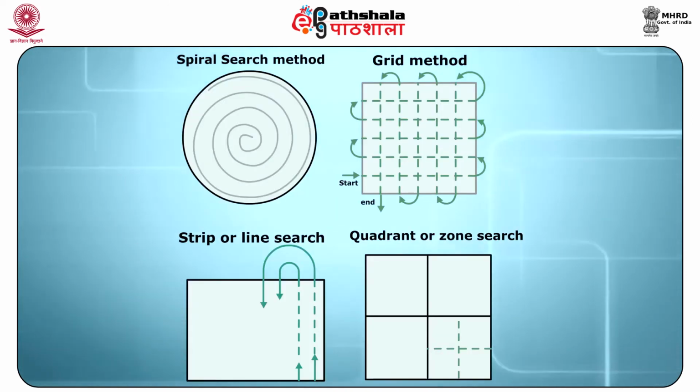Several different search patterns have been recommended, some of which are commonly used, known as spiral, grid, strip, quadrant or zone pattern. The decision as to which particular method is to be followed depends mostly on the nature of the crime scene. But whatever specific search pattern may be selected, the objective remains the same, that is, the search must be conducted in a logical, systematic, thorough and methodical manner.